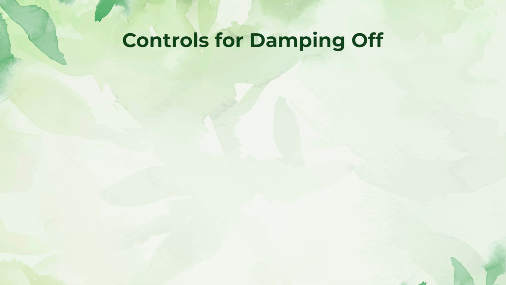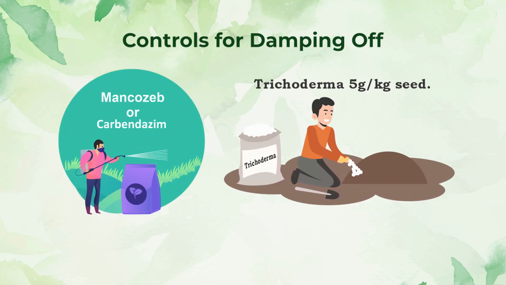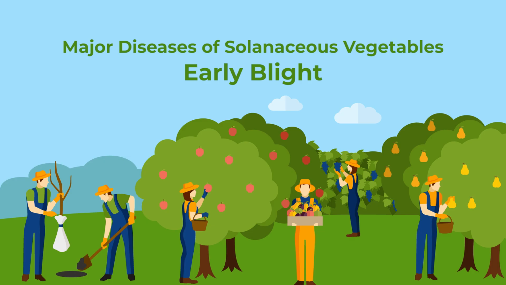Control. First, during the rainy season, the seedlings should be grown on a raised bed. Second, soil solarization and sterilization may reduce the soil-borne inoculum of fungi. Third, soil drench with mancozeb or carbendazim 2 to 3 grams per liter of water also reduces infection. Treat the seed with Trichoderma 5 grams per kg seed.